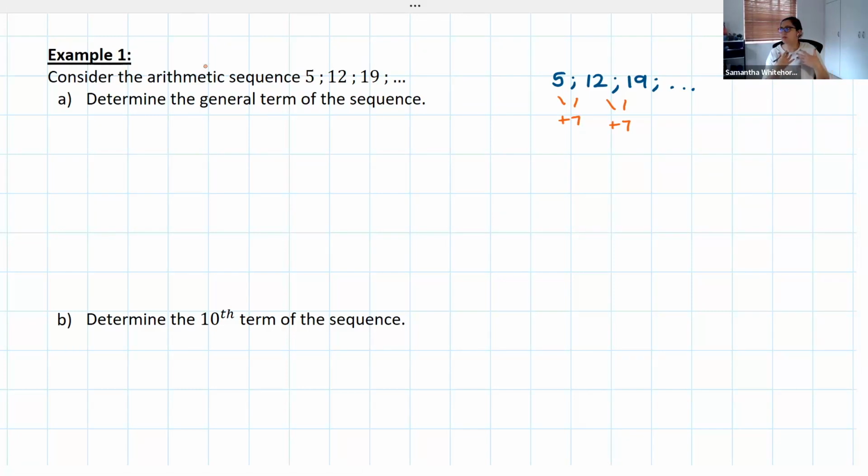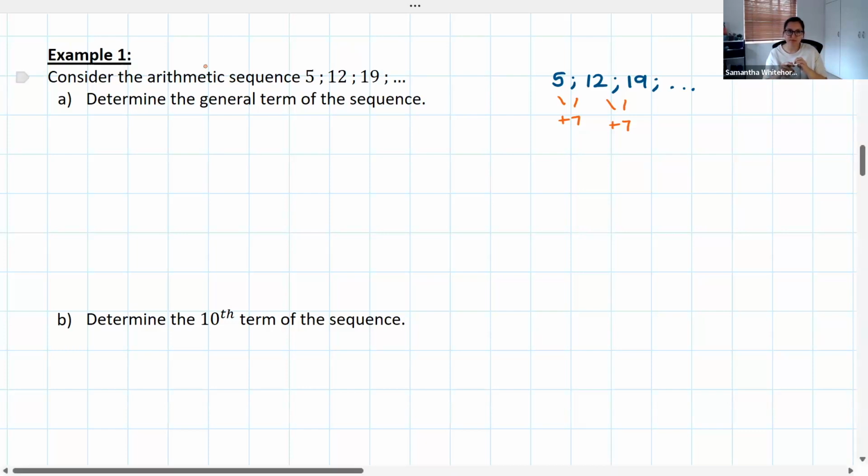This is now an arithmetic sequence, so it's not the same rule or formula that we used with quadratic. It's a bit different. Does anyone know, and there's 9 of you, so you're welcome to just unmute yourself and speak, what the general formula for a linear or arithmetic pattern is? I can never say that word, no matter how hard I try.